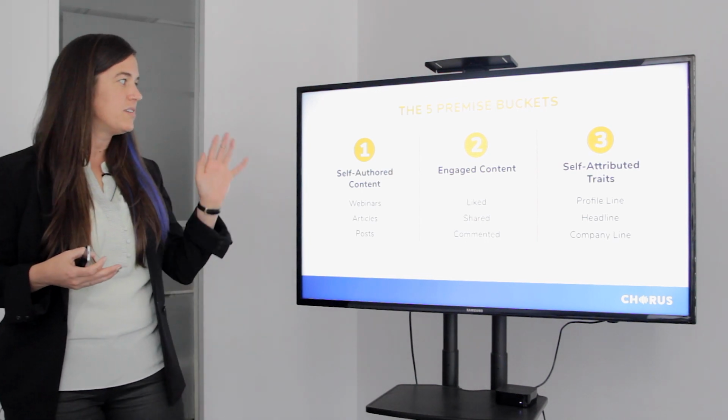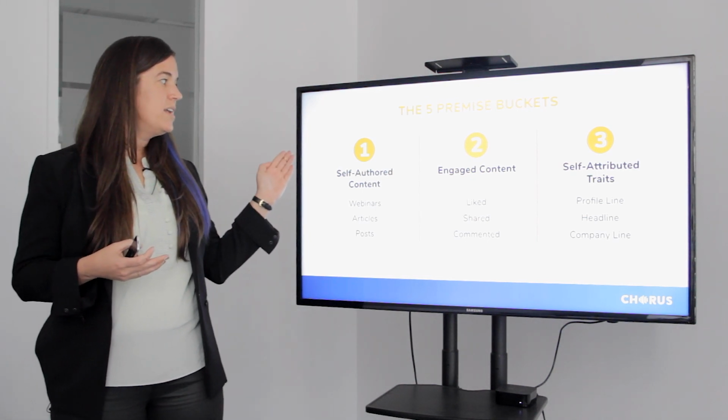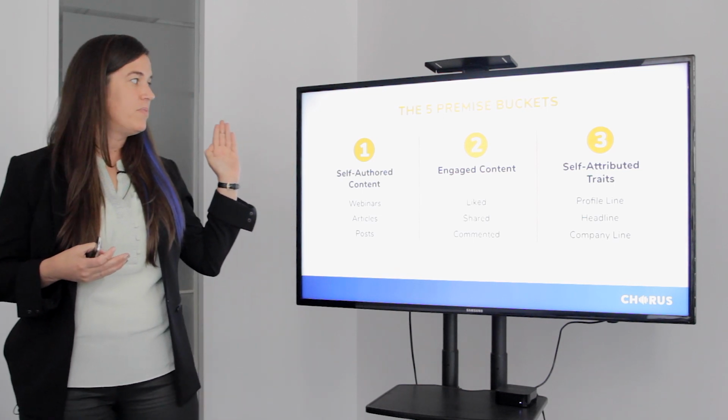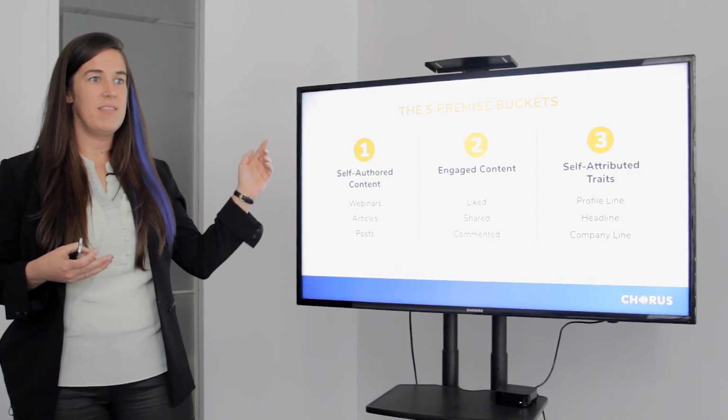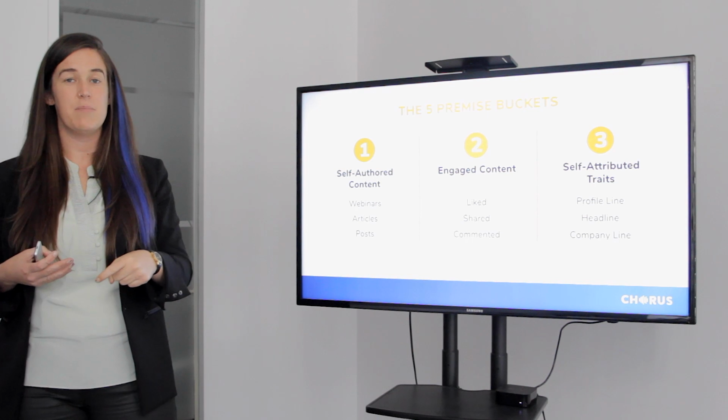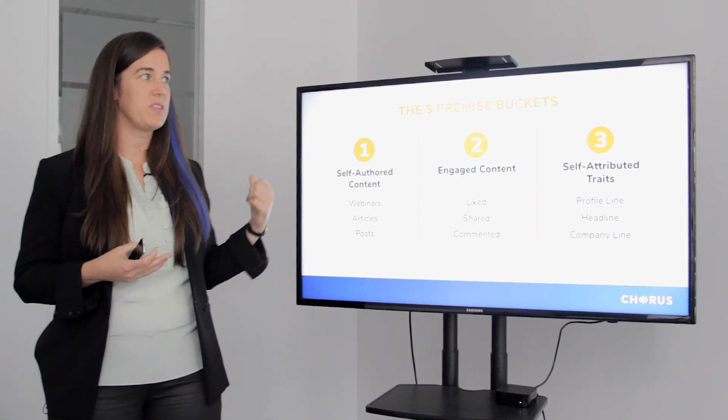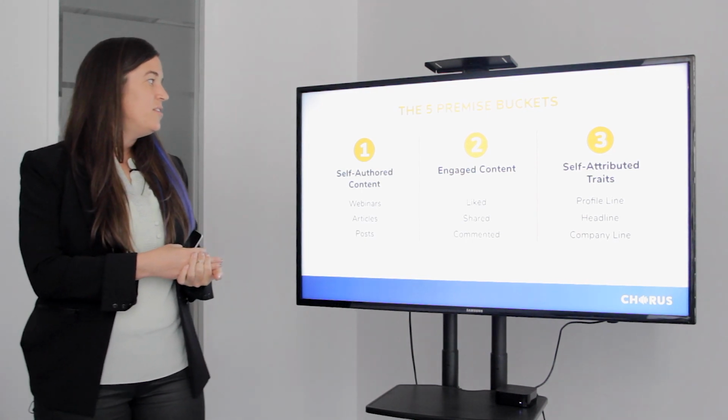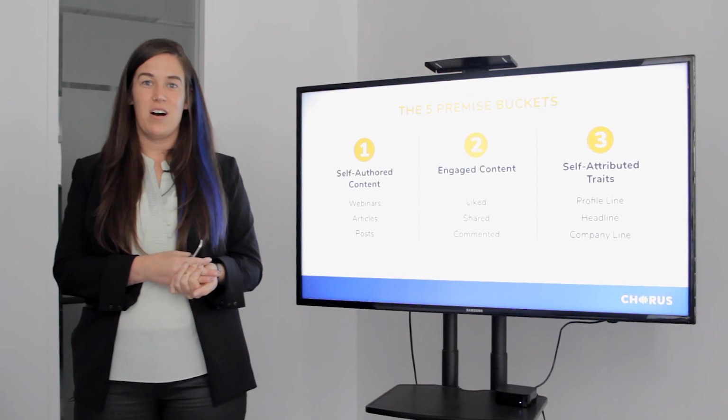So we'll start with the list of 5, but the number 1 is going to be the principles with the highest trigger rate, and then we'll go down to the principles in the buckets with the lowest trigger rate. So let's start with the highest. Number 1 is going to be self-authored content.